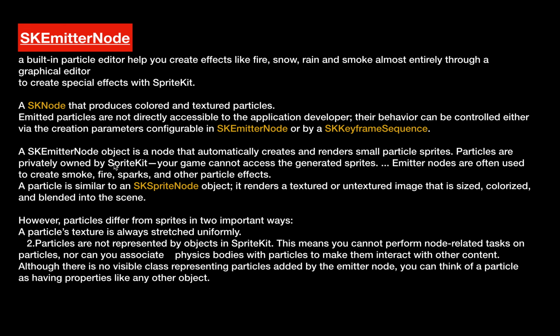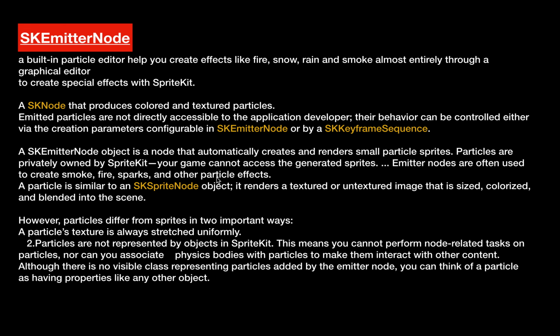An SKEmitterNode object is a node that automatically creates and renders small particle sprites. Particles are privately owned by SKEmitterNode. Your game cannot access the generated sprites. Emitter nodes are often used to create smoke, fire, sparks, and other particle effects. A particle is similar to an SKSpriteNode object. It renders textured or untextured images that are sized, colored, and blended into the screen.